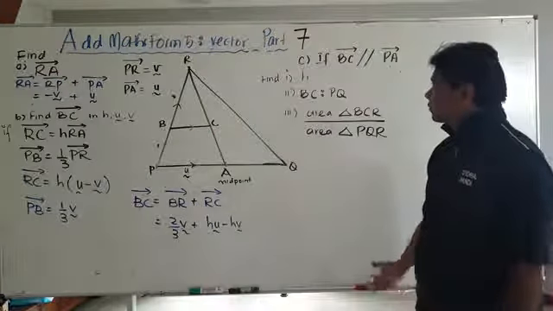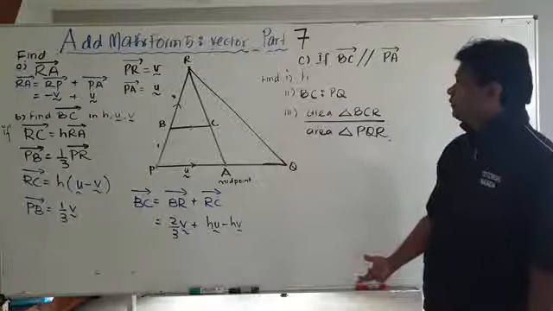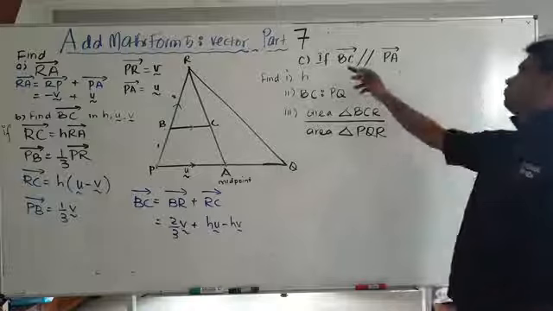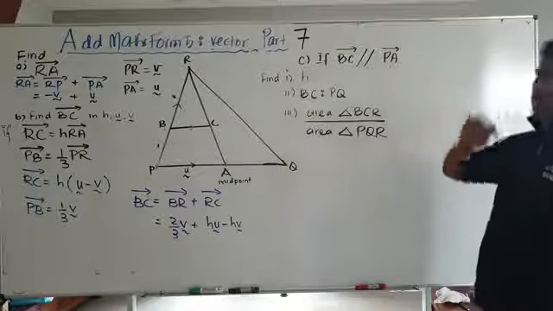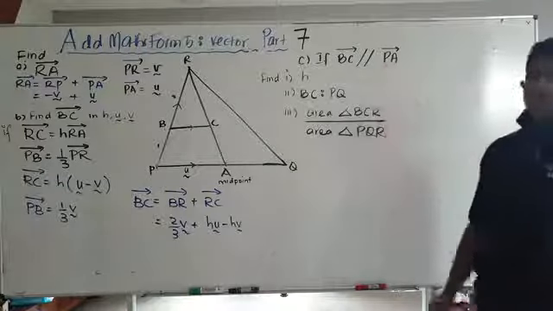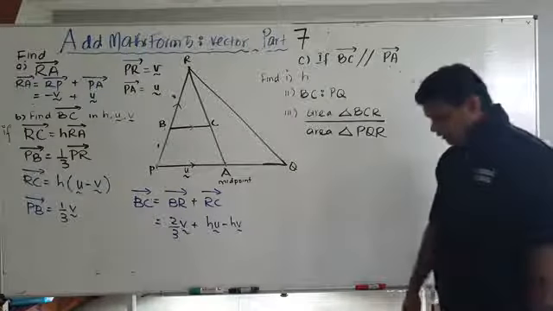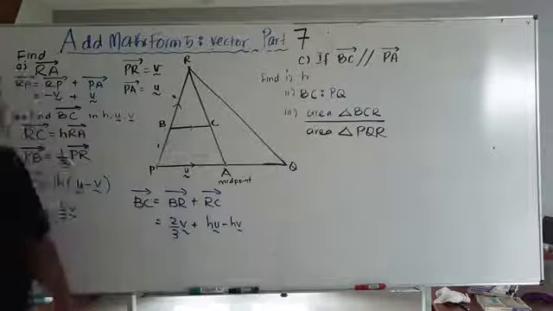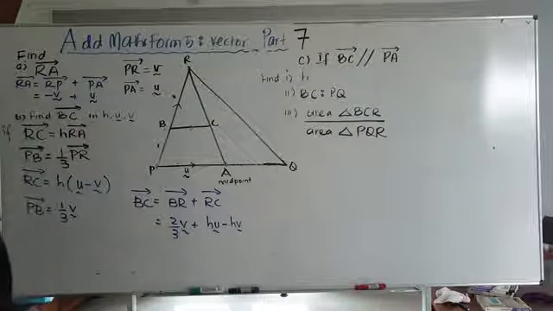Getting it? So it's very simple. All right? Okay. So let's write it down. So how are we going to do this? BC is parallel to PA. That means they must have the same vector. So how do we find that? We have to use our Form 2 understanding of triangles.